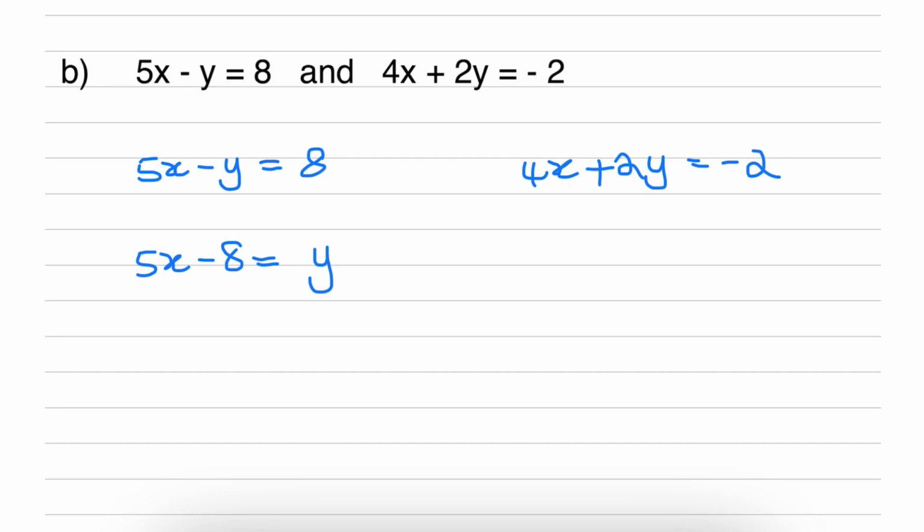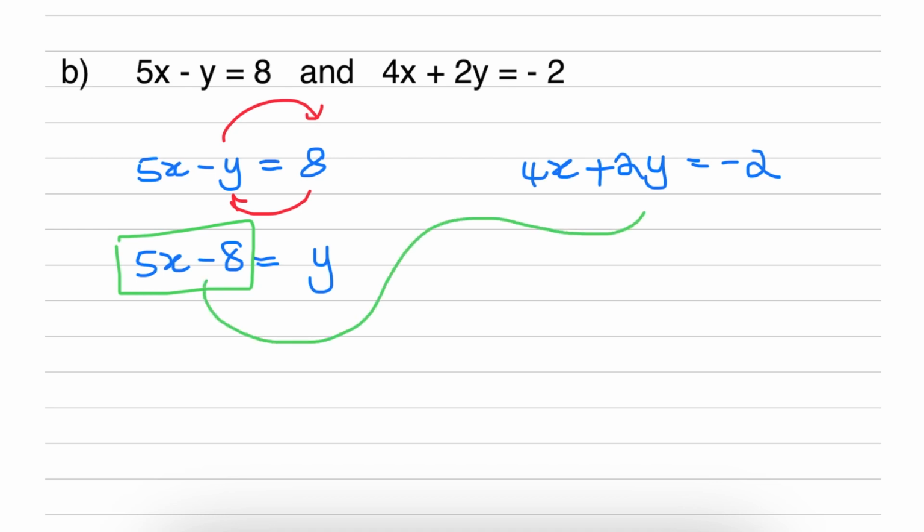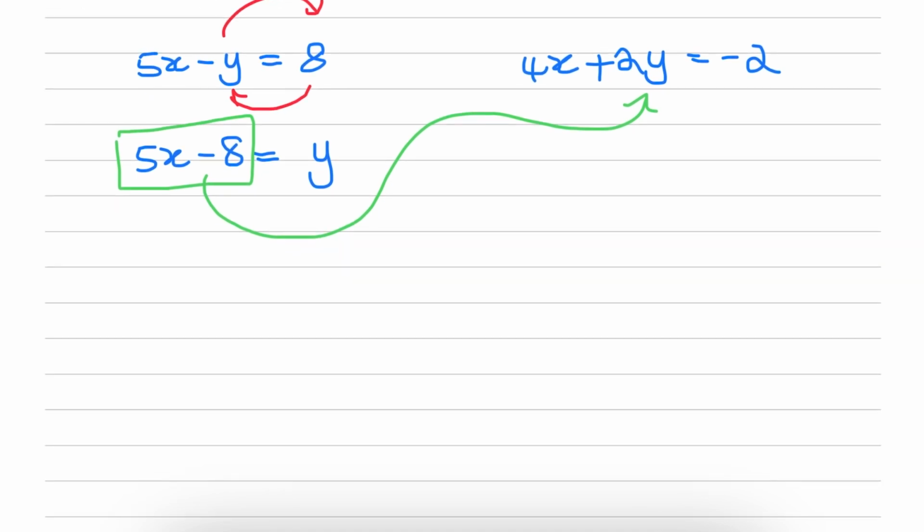It's basically just juggling the pieces, right? You take the negative y over to that side and the positive 8 over to this side. And when it switches places, just remember to also change the sign. Now, this means that y is equal to 5x minus 8. So go ahead now and replace the y variable in your other equation with 5x minus 8.